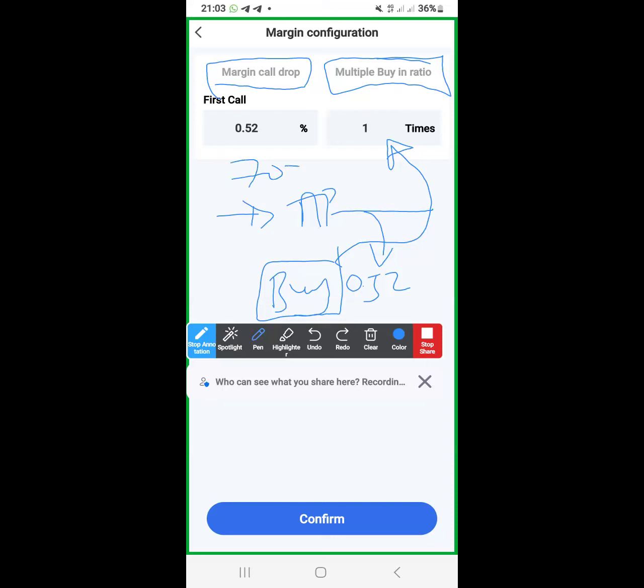Then it will come with it and check here. What is it telling me? How many times at one time? If it was 2 times, it was going to multiply by 2. If it was 4 times, it will multiply by 4.